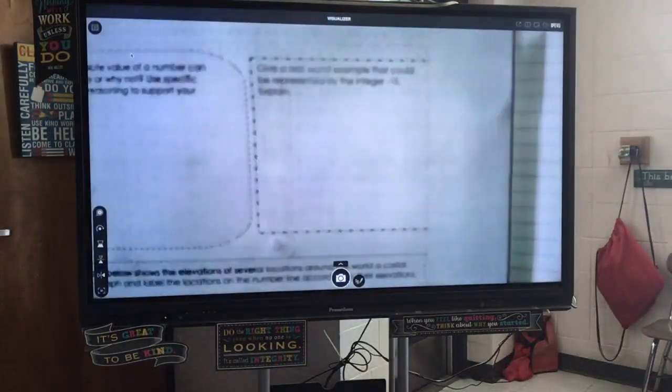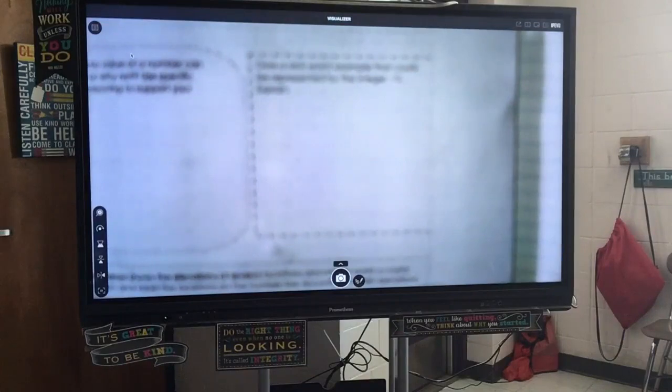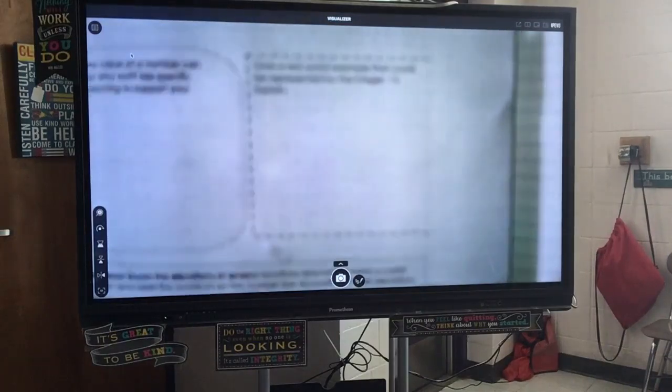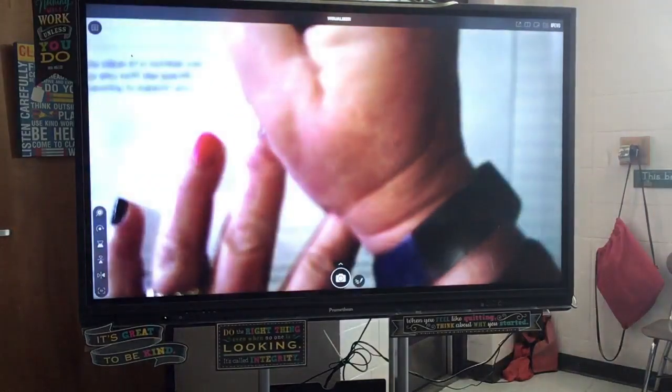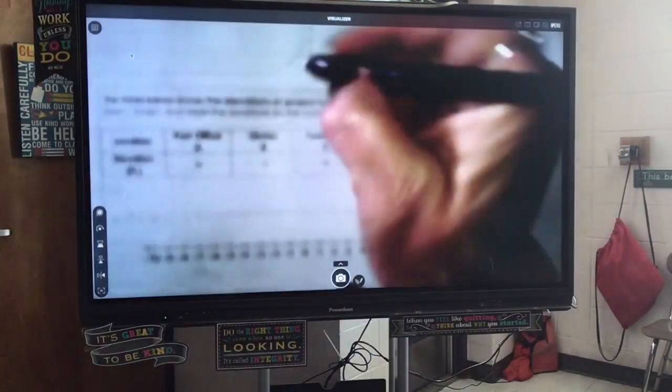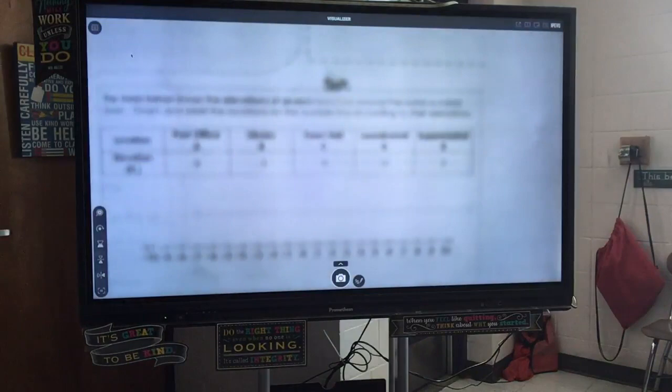This one says, give a real world example that could be represented by the integer negative 15. And then explain. So if I say, and you cannot use this one because I'm going to use it, the fish is 15 feet below sea level, I would say 15 feet below sea level, and then I would explain why that is negative 15. So if you give an example, you have to explain why it is that example. Does that make sense? Alright, so this is on your own, and this last part down here, you're just plotting some points on a number line. That is also going to be on your own.